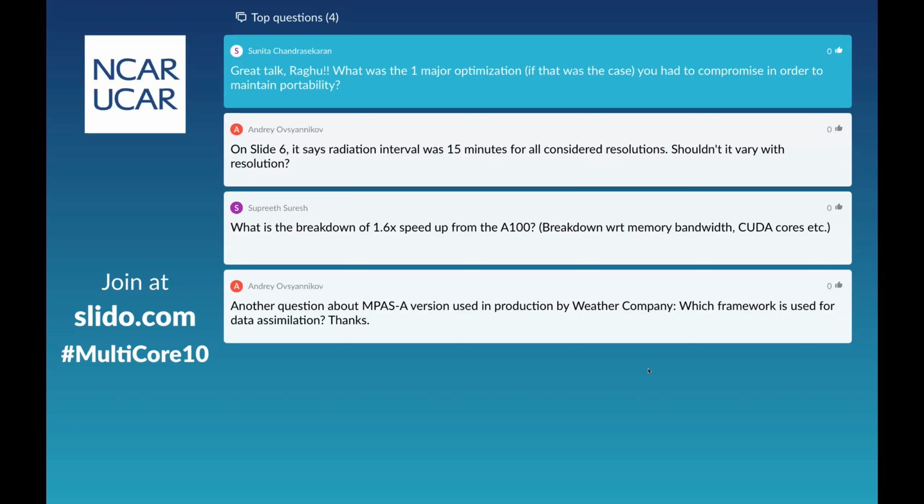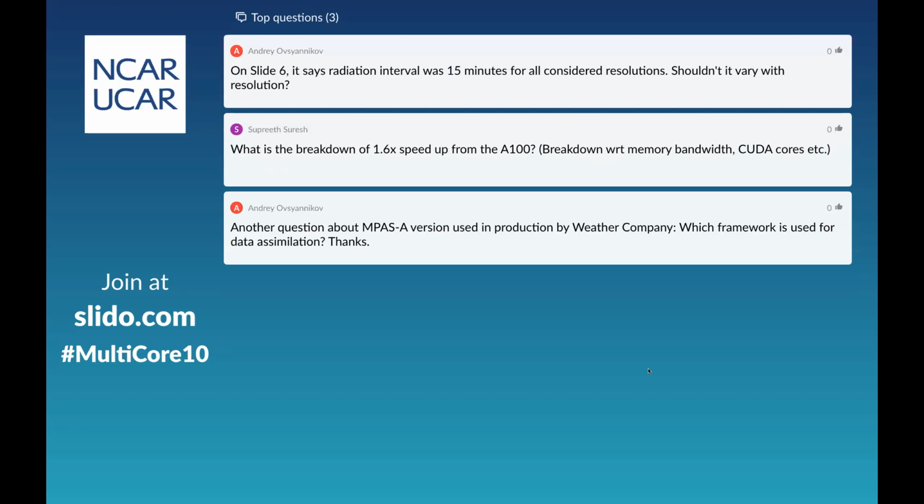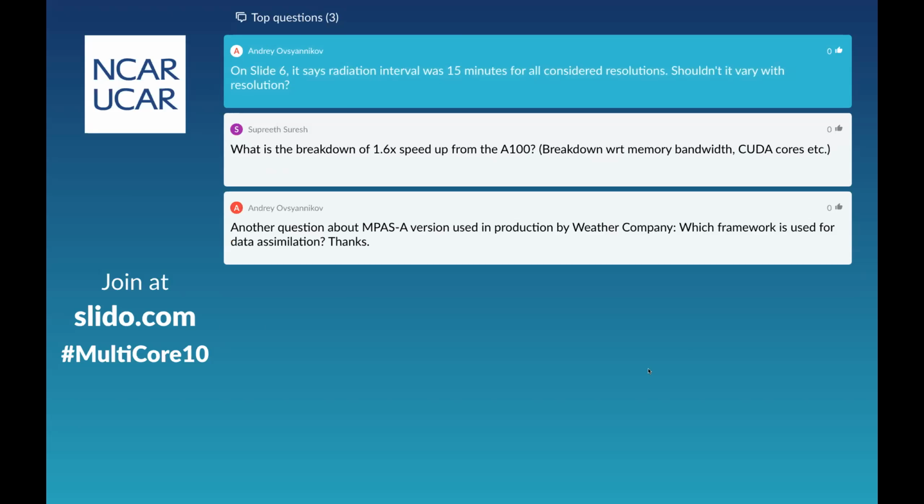The second one, slide 6, says the radiation interval was 15 minutes for all considered resolutions. Shouldn't it vary with the resolution? Yes, it does vary with the different resolutions. However, I have not presented MPAS physics runs for anything other than 10 kilometer. Anything that you see as 30 kilometers or 60 kilometers or 120 is pure dycore. And for the dry dycore, the radiation interval doesn't exist. So in that case, that still holds good.